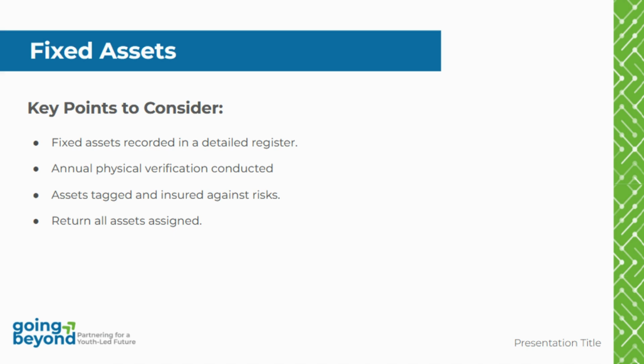3. Annual physical verification is conducted to ensure that recorded assets are in their designated locations and in good condition. Any discrepancies or losses must be reported and addressed immediately. 4. When staff leave the organization, they are required to return all assets assigned to them. This ensures accountability and prevents losses during staff transitions.